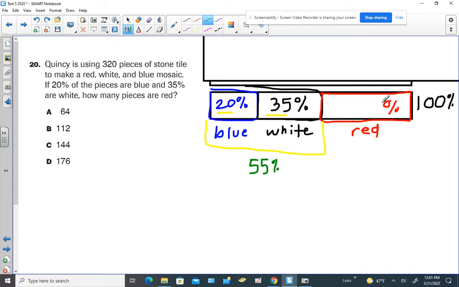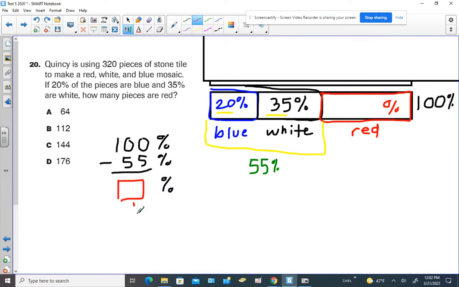Now, what does that imply about the percent that we have here? Well, you're going to subtract this 55% from 100 to get that number. I'm not going to tell you what it is. You're going to do that on your own. Again, all of something is 100%. We have 55% so far. Subtract those, and whatever you get here, you're going to put that number in this box.